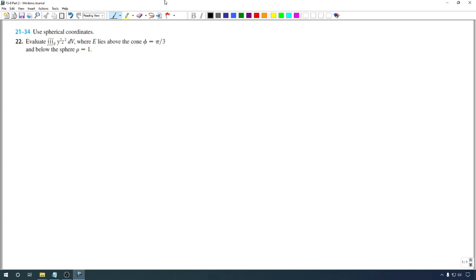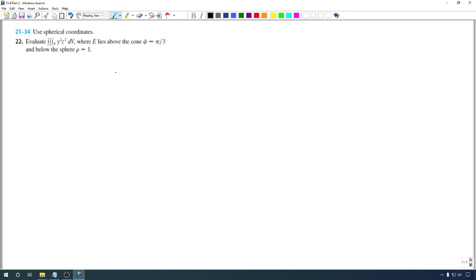Okay, let's work out some examples using spherical coordinates to evaluate various integrals. The first thing that we're going to do is problem 22. We want to evaluate this integral here, the triple integral of y squared z squared dV, where E is the region above the cone phi equals pi over 3 and below the sphere rho equals 1.